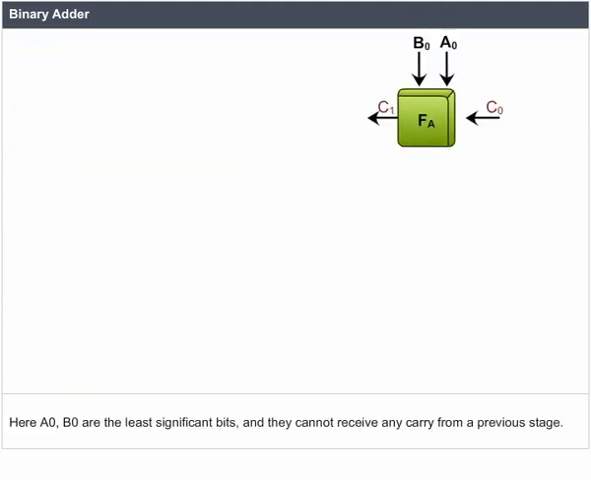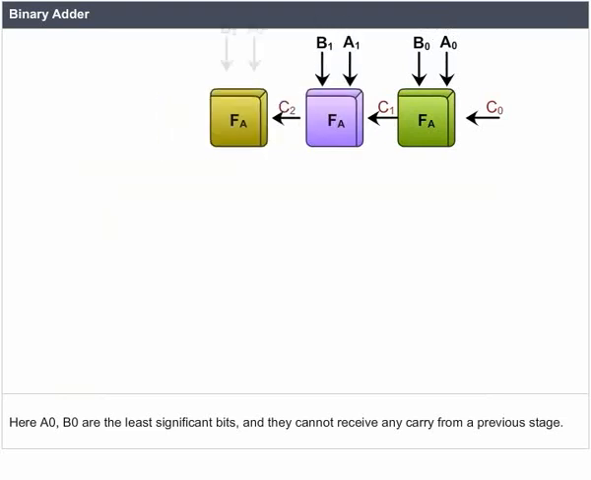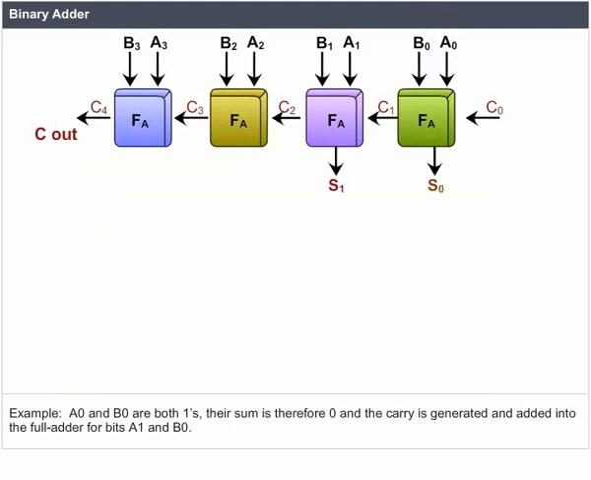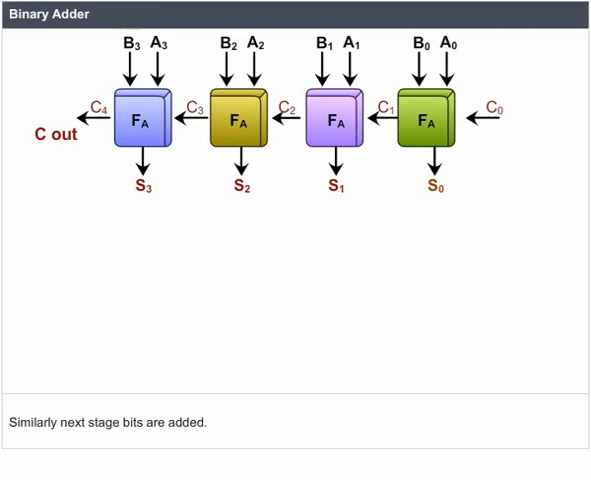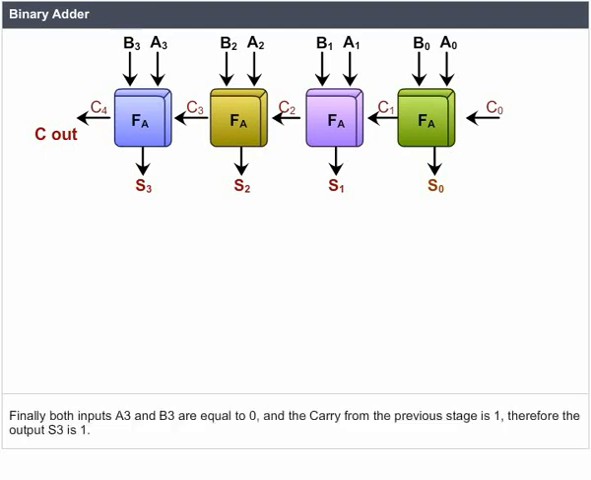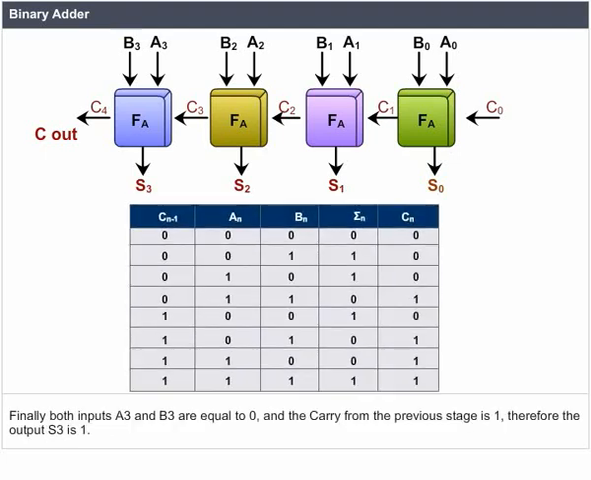Here A0, B0 are the least significant bits and they cannot receive any carry from a previous stage. From the above example, A0 and B0 are both 1s. Their sum is therefore 0 and a carry is generated and added into the full adder for bits A1 and B1. Similarly, the next stage bits are added. Finally, both inputs A3 and B3 are equal to 0 and the carry from the previous stage is 1. Therefore, the output S3 is 1.